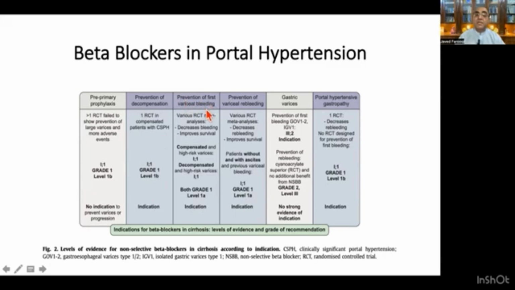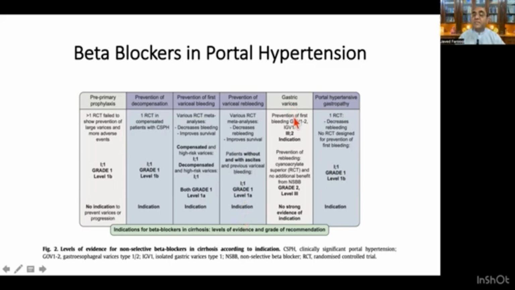For prevention of the first variceal bleeding, various randomized controlled trials and meta-analyses have shown that they decrease bleeding and improve survival in compensated patients with high-risk varices as well as decompensated patients with high-risk varices. So both grade 1 and level 1 evidence is there, and they are indicated in the prevention of the first variceal bleed. For the prevention of variceal rebleeding, various randomized controlled trials and meta-analyses have shown that it decreases the chance of rebleeding and improves the survival rate. So again, it is indicated.